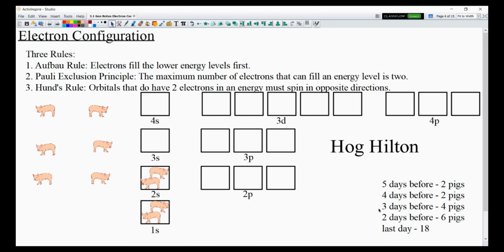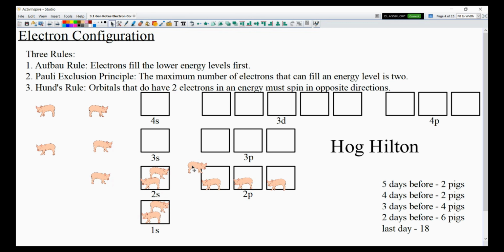Okay, now 3 days before the convention, 4 more pigs show up. All right, so what we're going to have to do is put a pig here. That's 1. And then a pig here, that's 2. And then this pig here, we're going to pull 1, 3. So remember, 1 to a room until they get these 3 filled, and then they'll share a room.